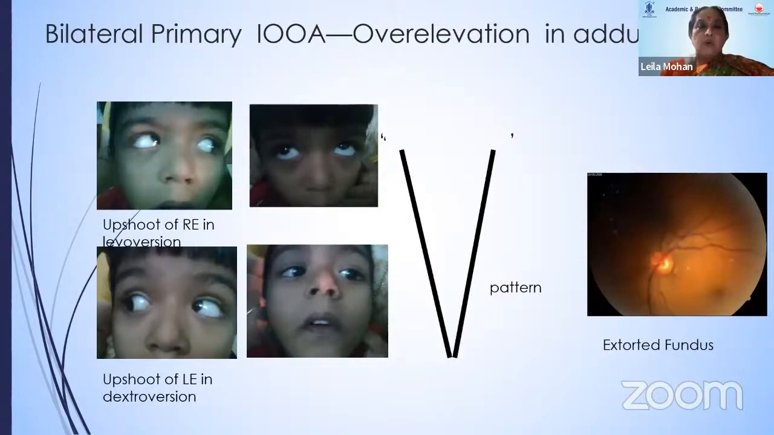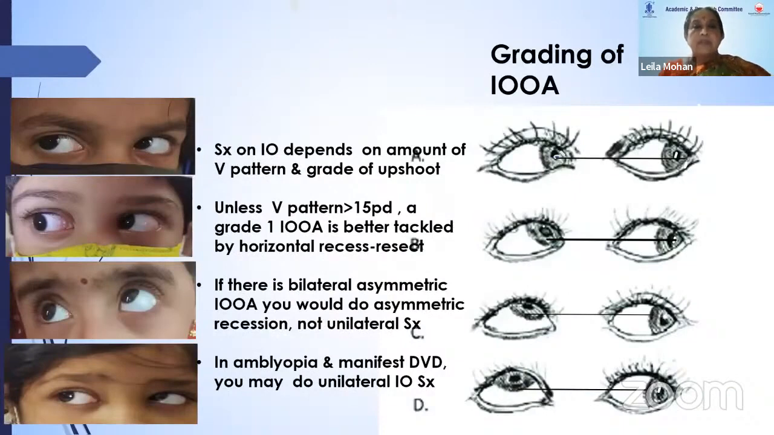Okay. So this is a bilateral primary inferior oblique overaction. Over elevation in adduction is seen in both eyes with a V pattern and extorted fundus. In primary gaze, he had no horizontal deviation, but exo in elevation and eso in depression. So depending upon the grade of inferior oblique overaction and V pattern, we have to decide how much weakening should be there and whether we should touch at all.